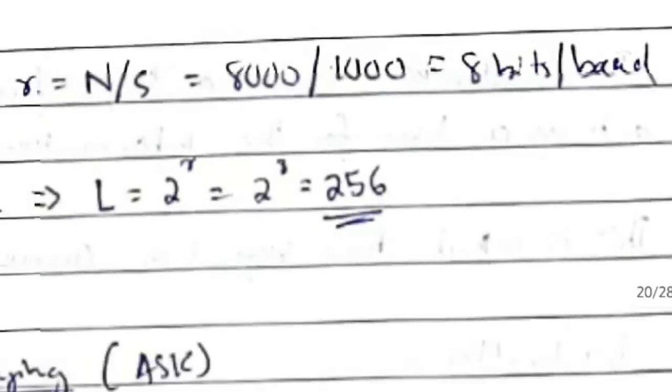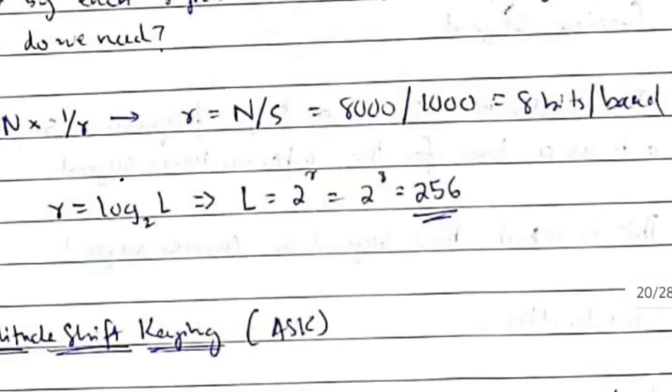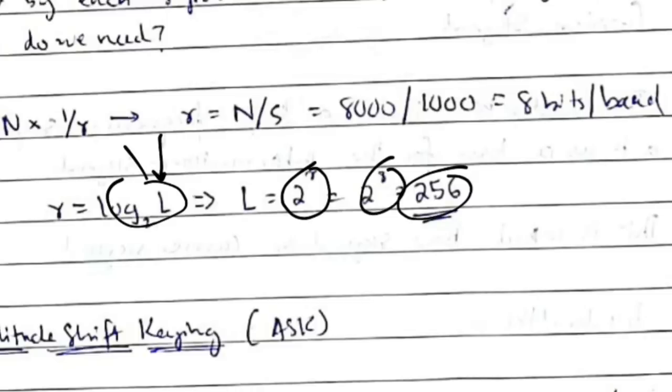These are the total number of levels, or the signal elements, needed for representing the particular bits. So you can use this formula: R is equal to log L base 2. You have to find out the value of L. It will be 2 power R. 2 power 8 is 256. So this many signal elements are needed for supporting the transmission.